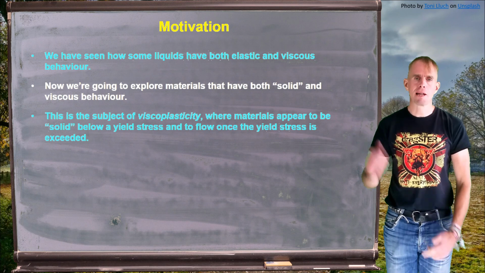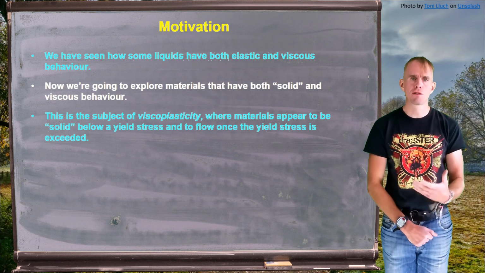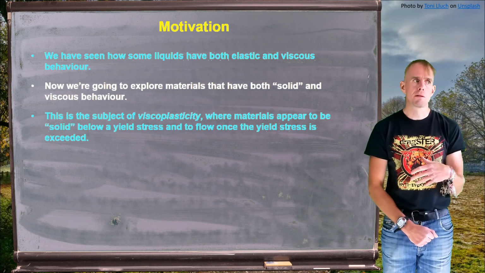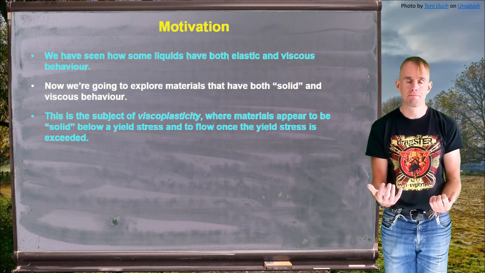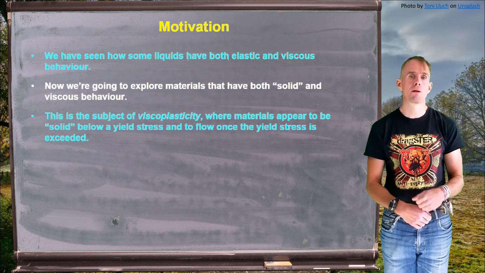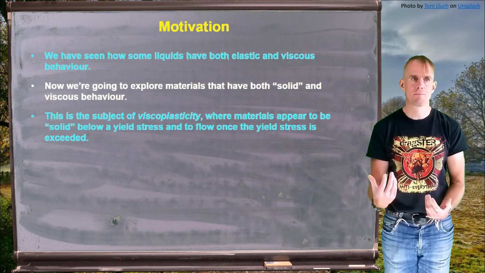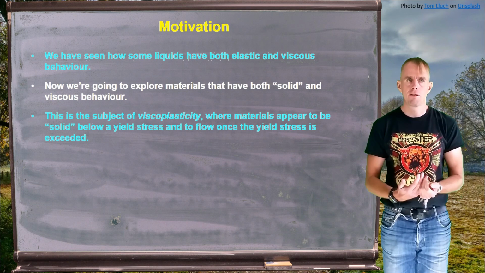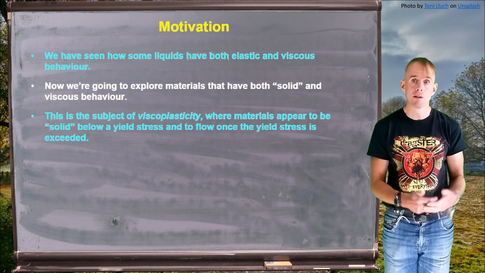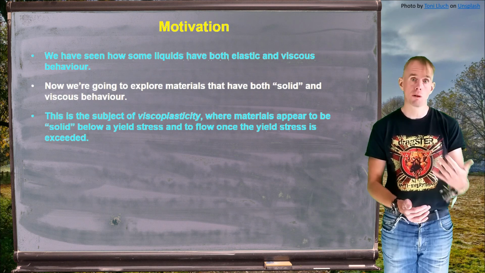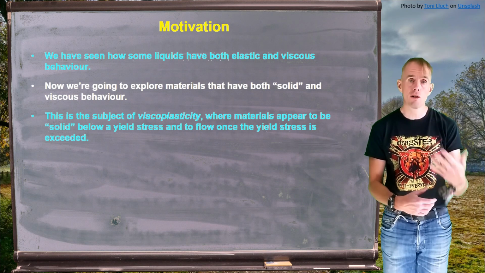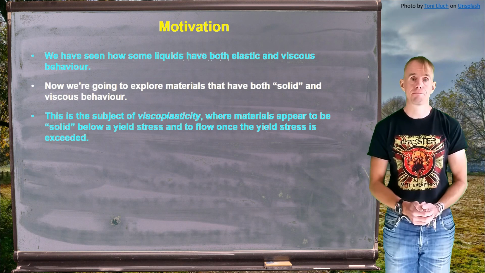So, here on my blackboard are a few points of note about viscoplastic materials. By now, we've seen that some materials can exhibit both viscosity and elasticity. And now what we're going to do is to look at materials that exhibit both viscosity and plasticity. So, viscoplastic materials are materials that appear solid below a certain state of stress. However, above this certain state of stress, which we call a yield stress, we find that these materials flow, and they can flow either in a Newtonian or a generalized Newtonian manner.